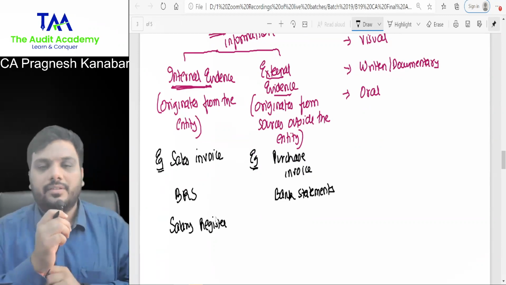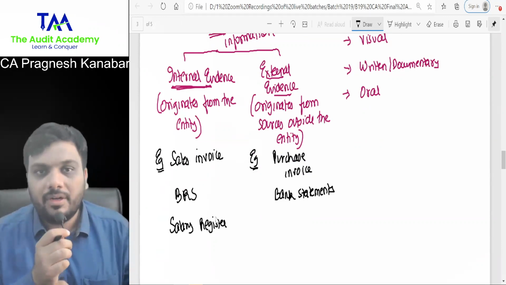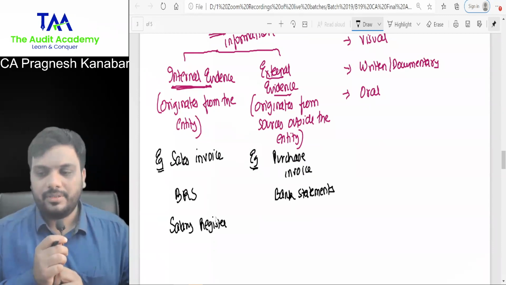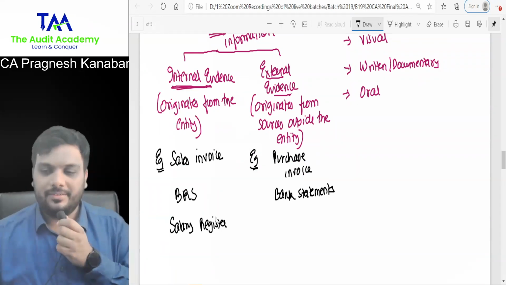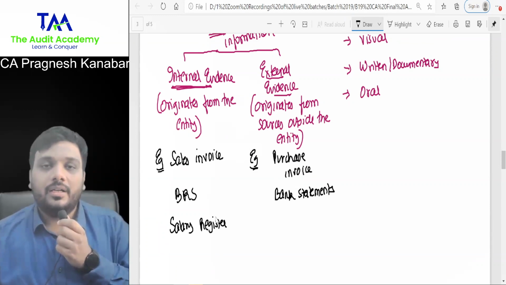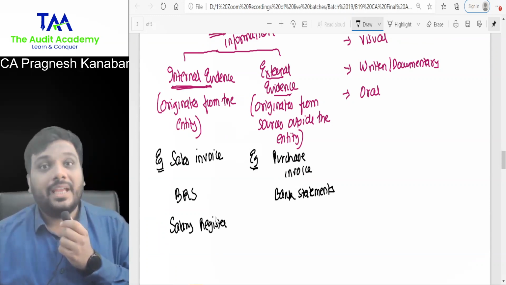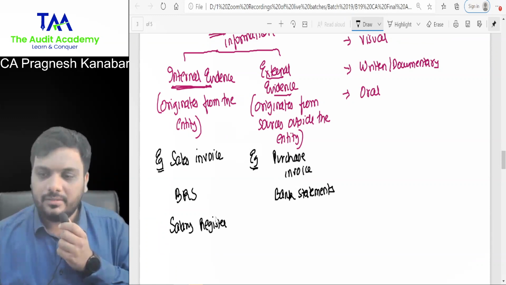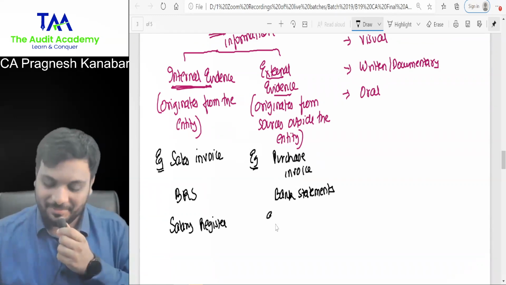Internal evidence. Pay slips given to the employees. Internal evidence. External confirmation from the debtors. External evidence. That is so simple, no?